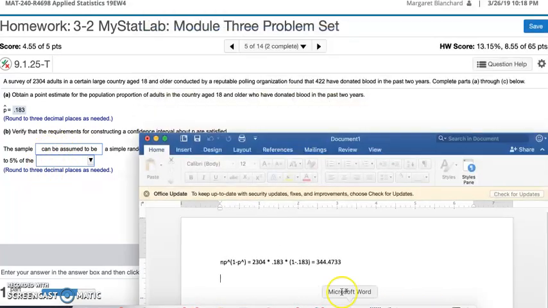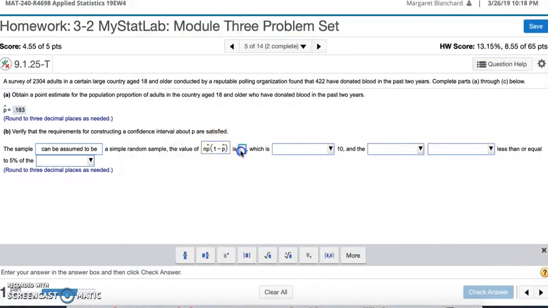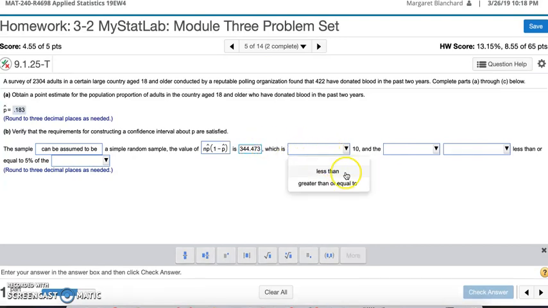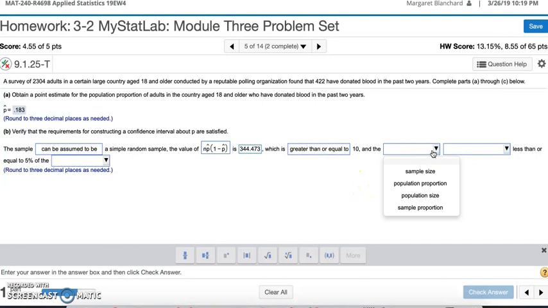So let's just double check that. It was 344.473. All right, let's check that in here. It's going to be 344.473, which is not less than, but greater than or equal to 10, which is again one of the requirements. And then the last requirement is looking at the relationship of the sample size and the population size. So here we're going to go ahead and select sample size.